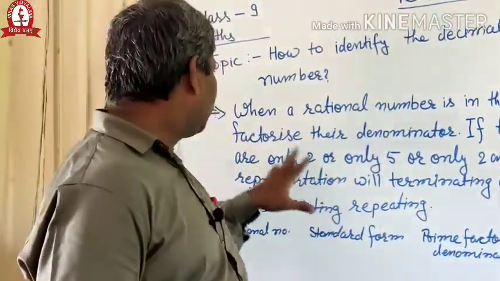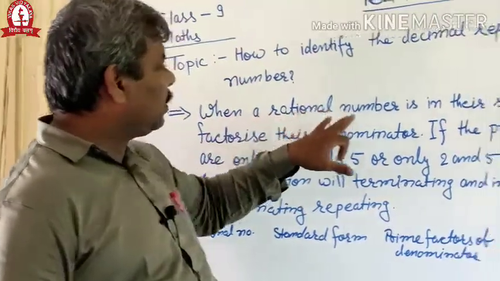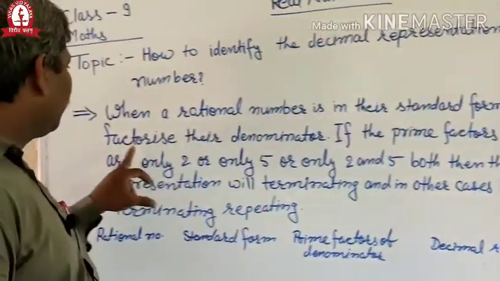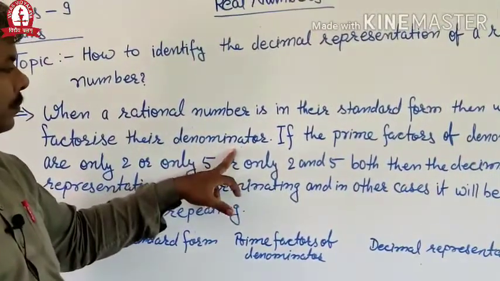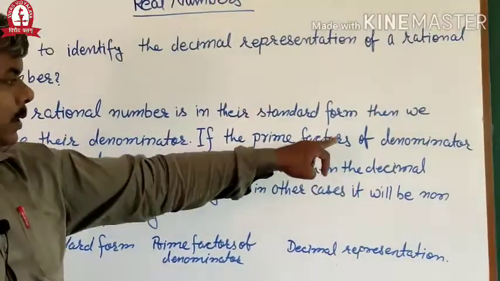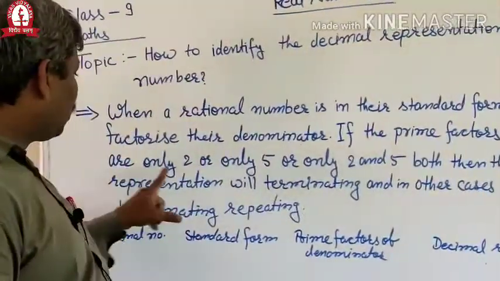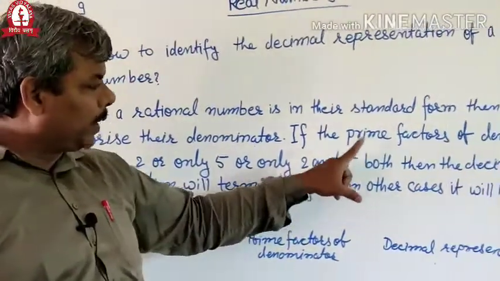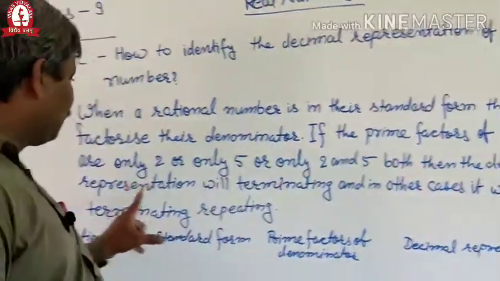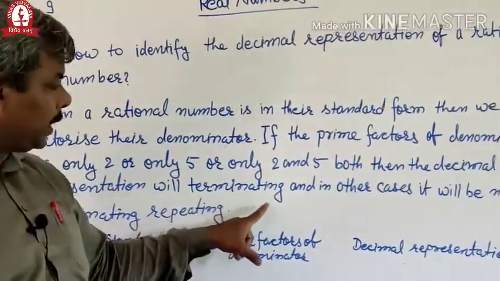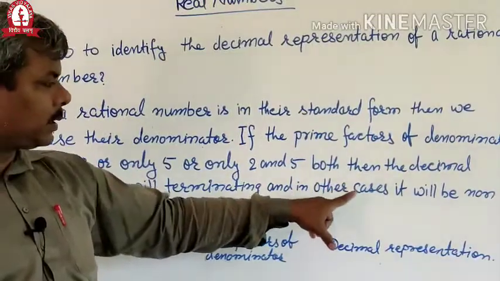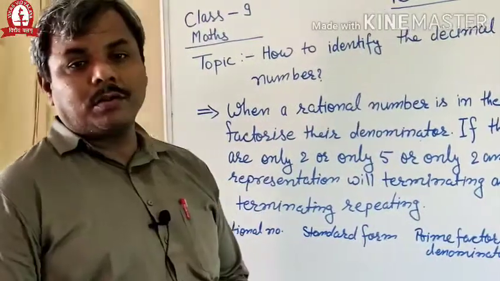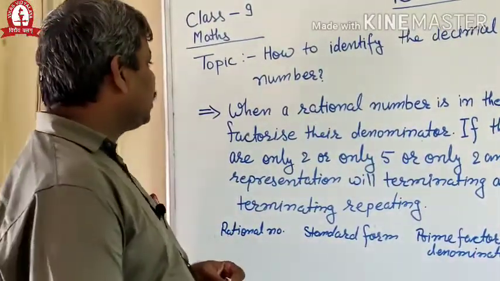The process is: when a rational number is in its standard form, then we factorize its denominator. If the prime factors of the denominator are only 2, or only 5, or only 2 and 5 both, then the decimal representation will be terminating, and in other cases it will be non-terminating repeating. Now let us try to understand the process.